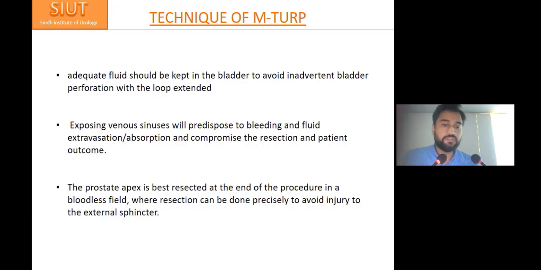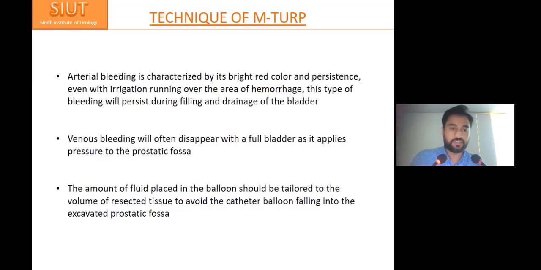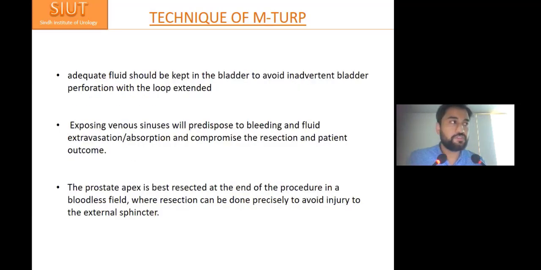Exposing venous sinuses will predispose to bleeding and fluid extravasation and absorption, and compromise the resection and patient outcome. The prostate apex is best resected at the end of the procedure in a bloodless field, where resection can be done precisely to avoid injury to the external sphincter. One must complete the medial lobe first, then one side of the lateral lobe, and then move to the other side. You should not be doing half cutting with one lateral lobe and then the other, so as to avoid the absorption of fluid, which may lead to TUR syndrome.